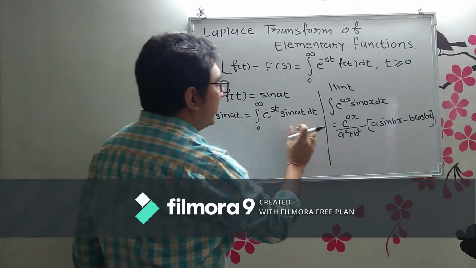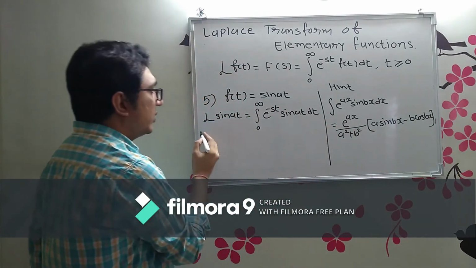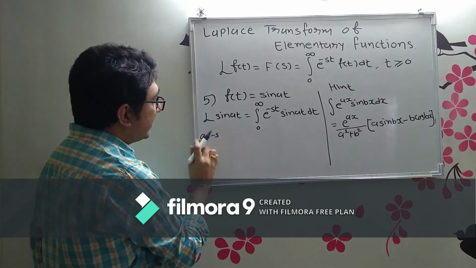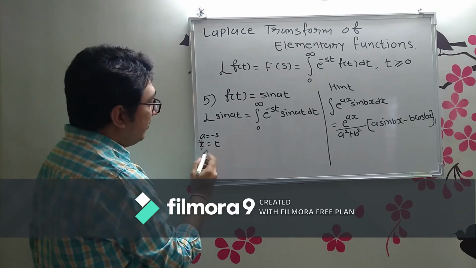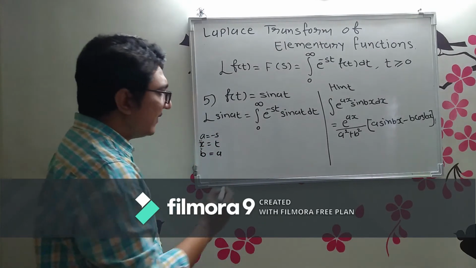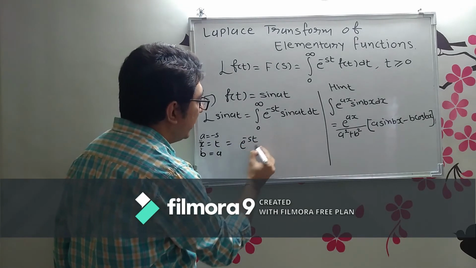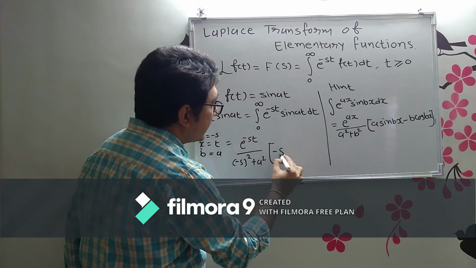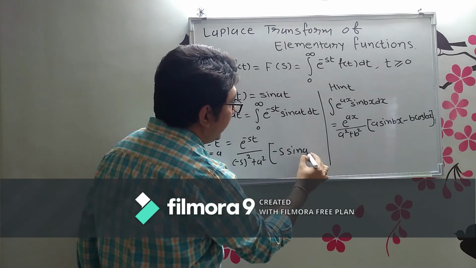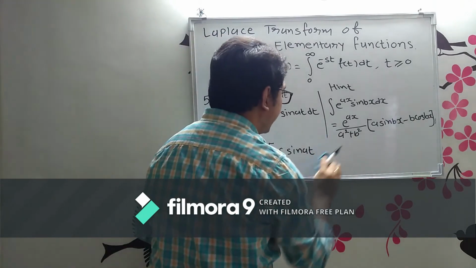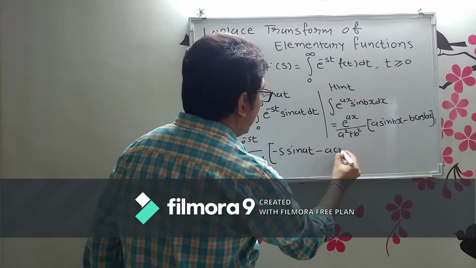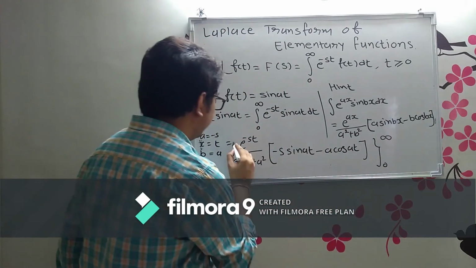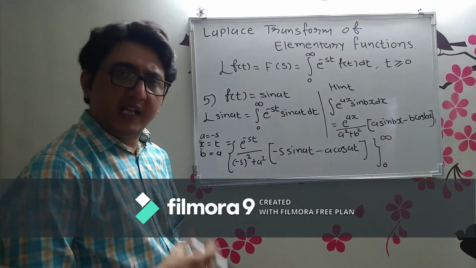Okay. Now let us compare this formula with our example. So once again, a is equal to minus s, x is equal to t, and b is equal to a. So the answer is e raised to minus st upon minus s square plus a square into the bracket minus s sine at minus a cos at, and then limit, that is 0 to infinity. The limit substitution rule is the same as the previous example.